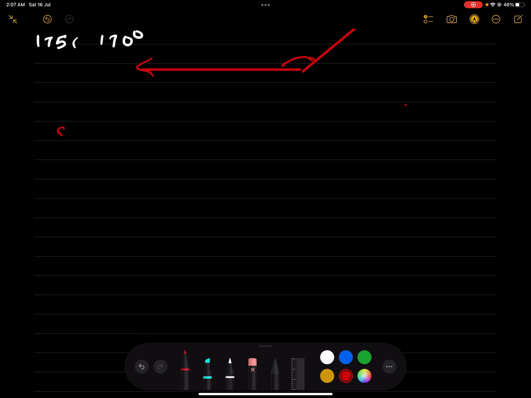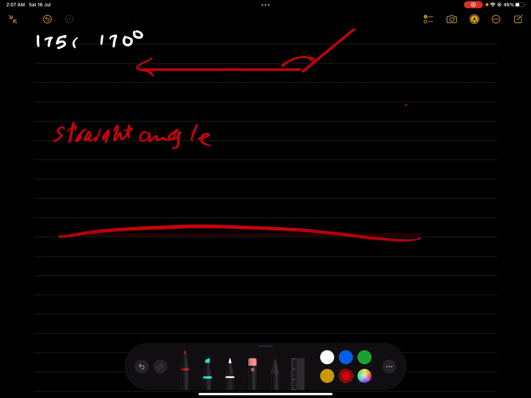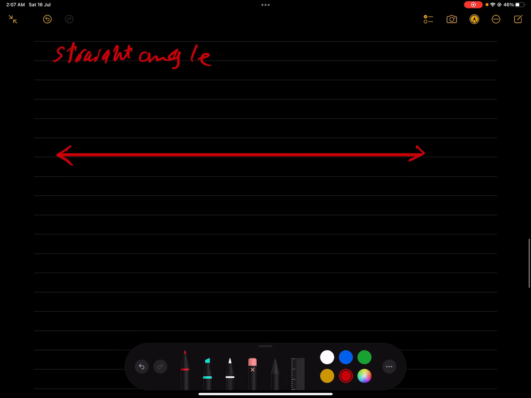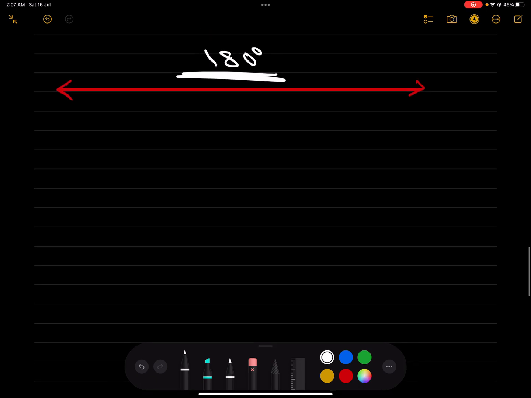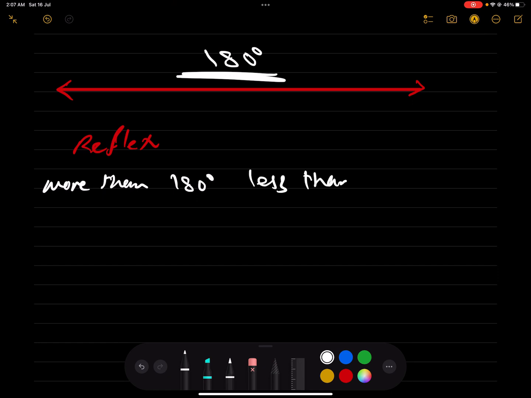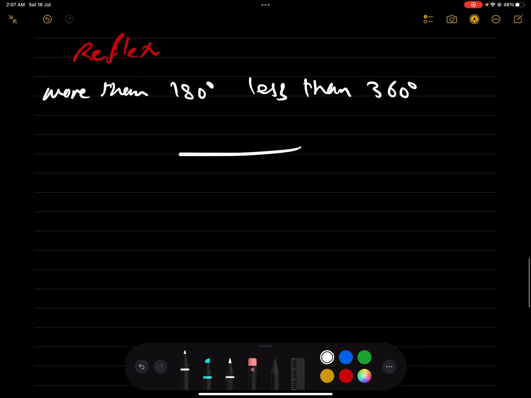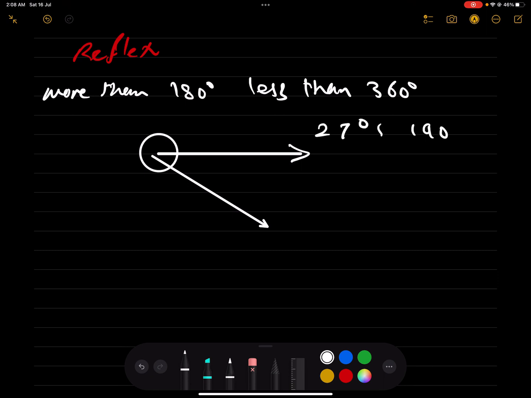What about the straight angle? You will find the straight angle is the same thing as a straight line. The measure of this angle will be 180. What about the reflex angle? You will find the reflex is more than 180 and less than 360, and it will look like this. Maybe it will be 270, 190, 200, 210.